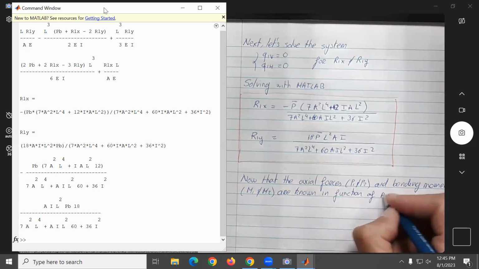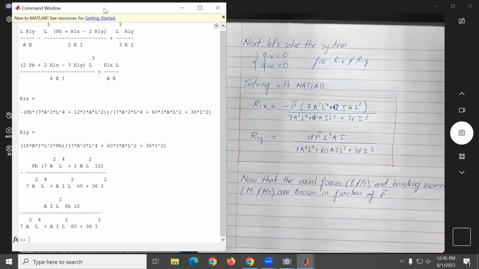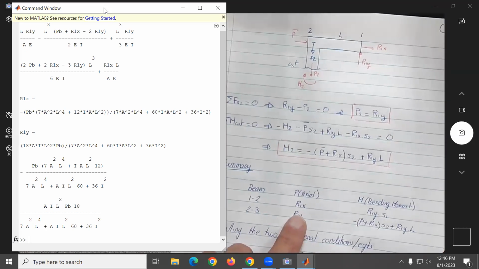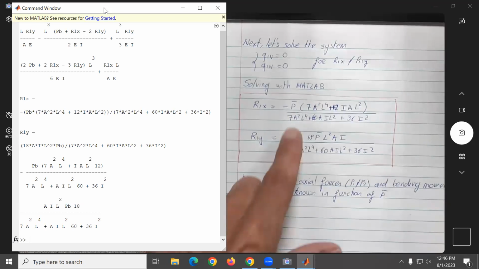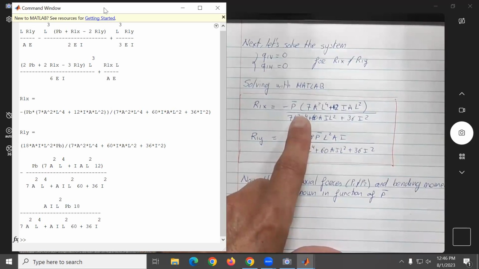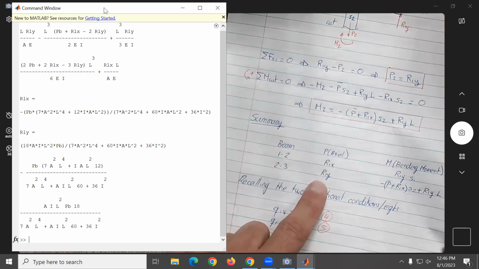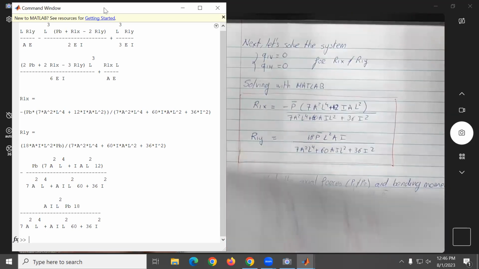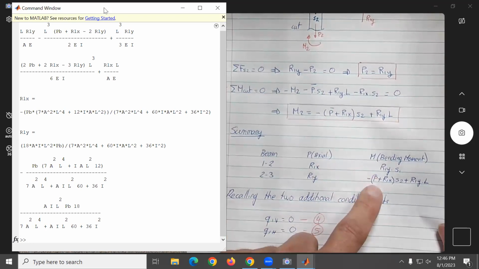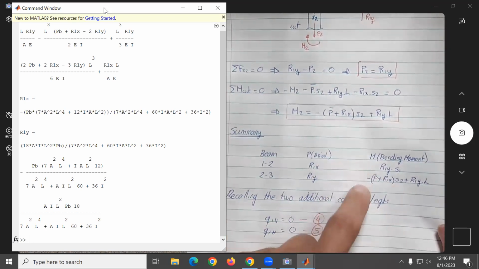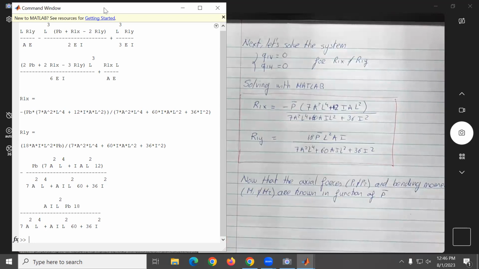If you remember from the summary page, we have P1 equal to R1X. We know R1X in function of P. Everything is done. P2 was R1Y, we know R1Y, and same thing for M1 and M2. Now all P1, P2, M1, M2 are known in function of P.